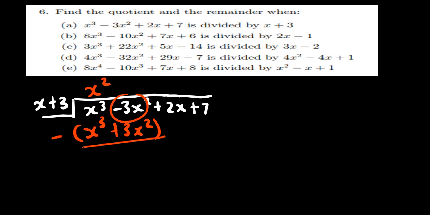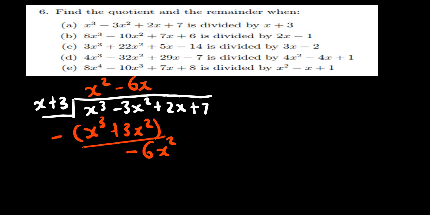Okay, what am I going to have? I'm going to have a negative 6x squared. Then I'm going to divide x into this expression. So what am I going to have? I'm going to have negative 6x.